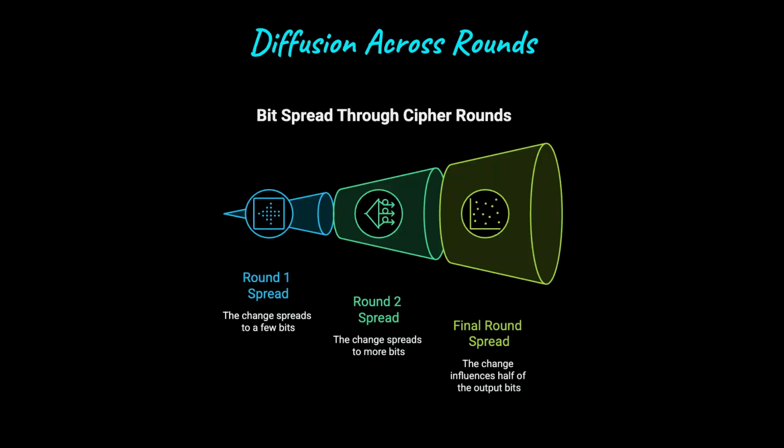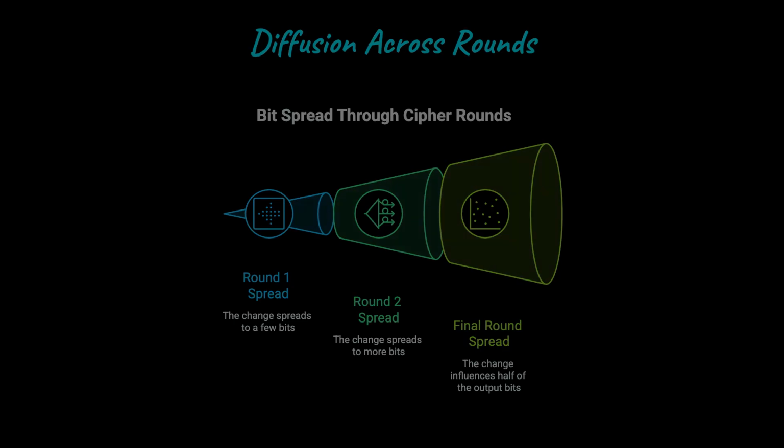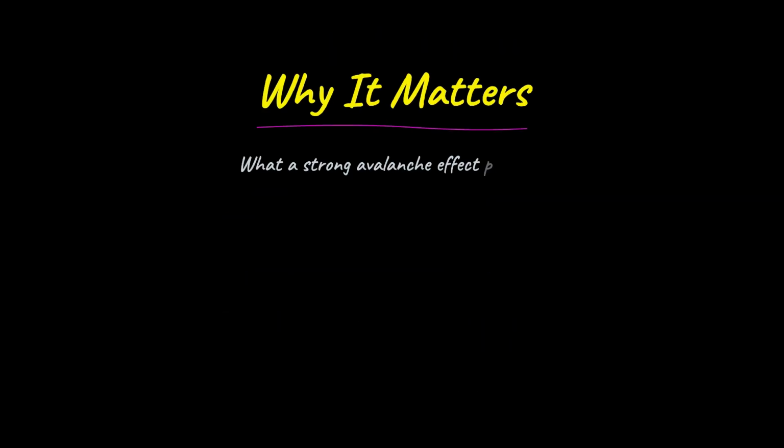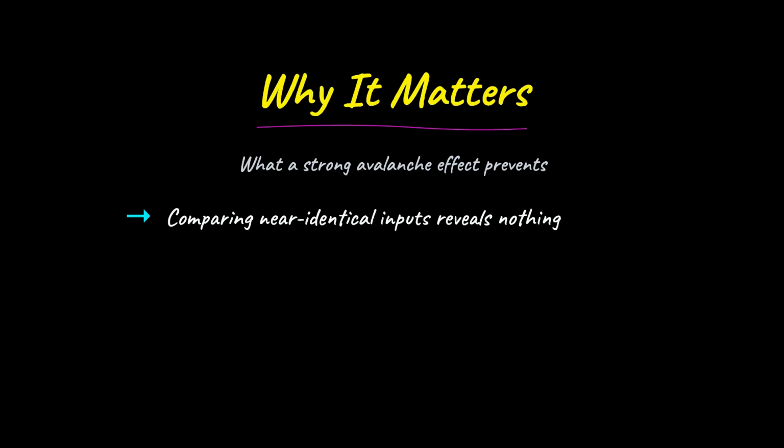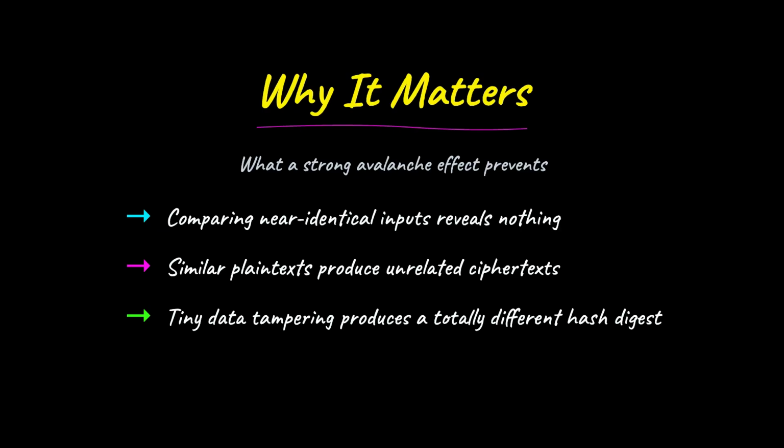This effect comes from diffusion, the repeated alternation of substitution and transposition across many rounds. Each round spreads a changed bit's influence a little further, until after enough rounds that single altered bit has cascaded across roughly half the entire output. This matters for both ciphers and hash functions. An attacker feeding in nearly identical inputs learns nothing, since the outputs look completely unrelated, and for hashes, it guarantees that even the smallest tampering announces itself through a completely different digest.